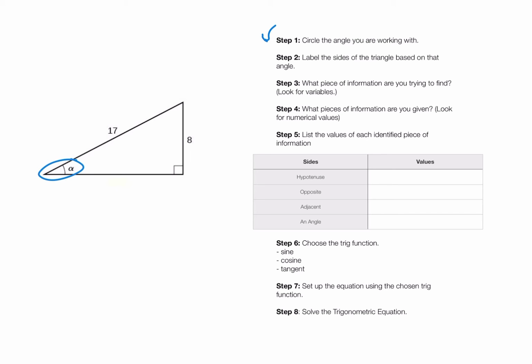Step 2, label the sides of the triangle based upon that angle. So I'm going to come through here and I'm going to label the sides as hypotenuse, HYP, because it is across from the right angle. The opposite side, the side being on the other side of the shape from our angle of focus, not touching its vertex. And then the adjacent side, ADJ, being the side connecting the angle of focus to the right angle. So now that we've completed step 2, labeling out our sides, let's go to step 3.